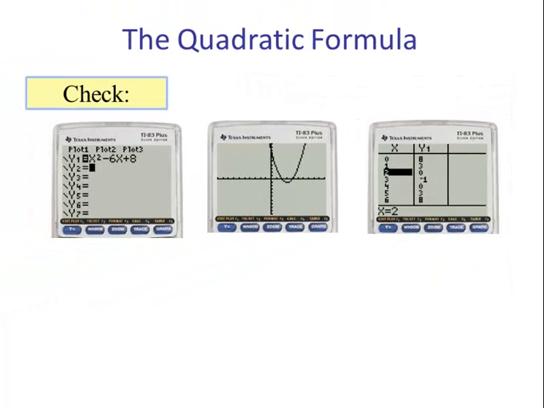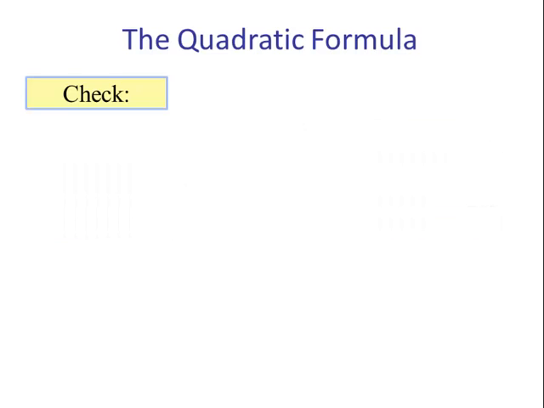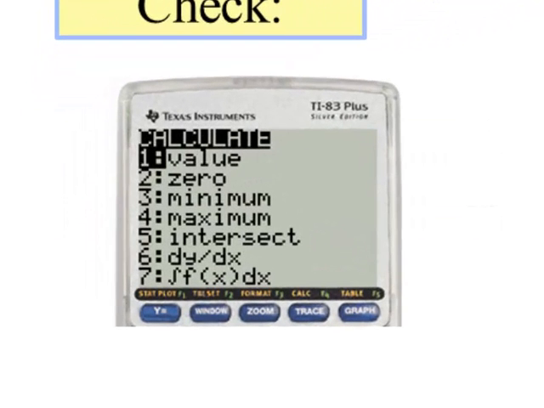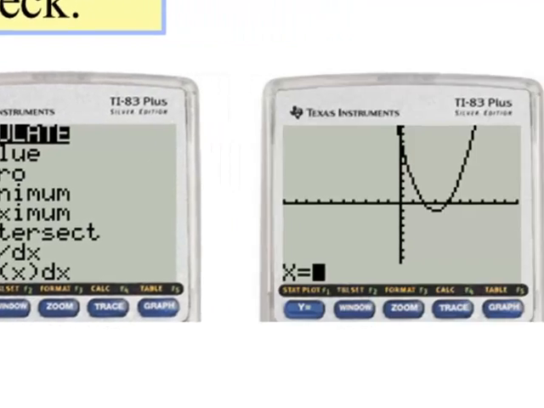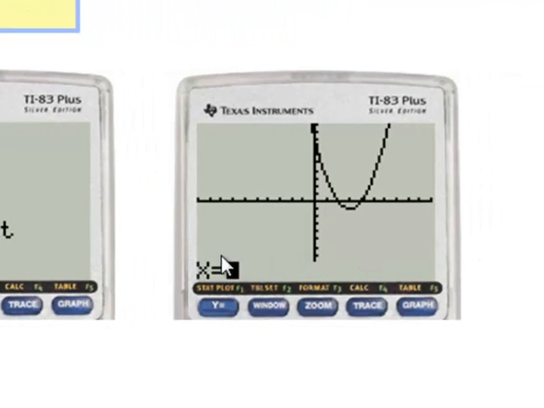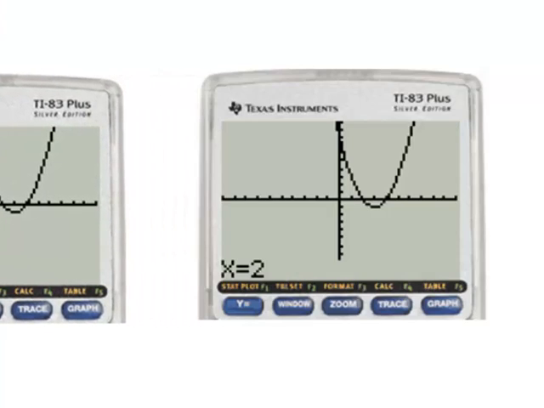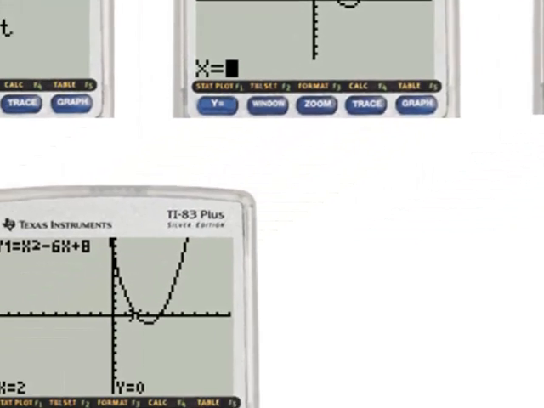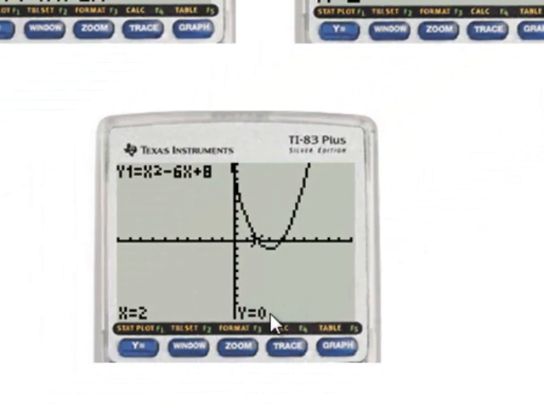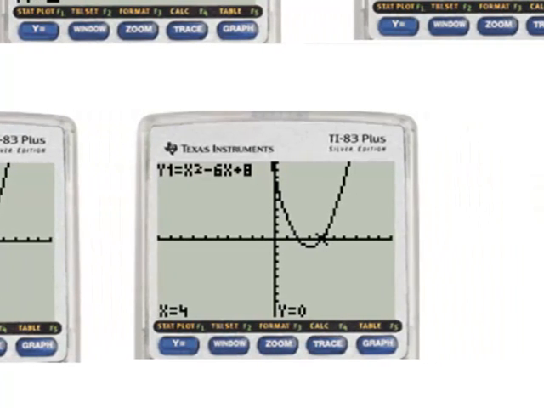There is an additional way we can verify. That's using the value feature. If you press second and trace, which is calculate, number 1 is value, press enter. You'll see this screen is wanting to know what value of x do you want. Type in a 2, hit enter, and the calculator gives the output for the y, which in this case is 0. And when we do 4, we get the same value, 0.